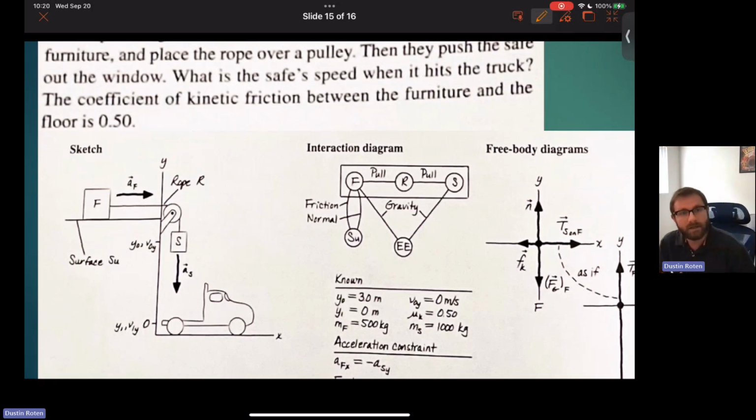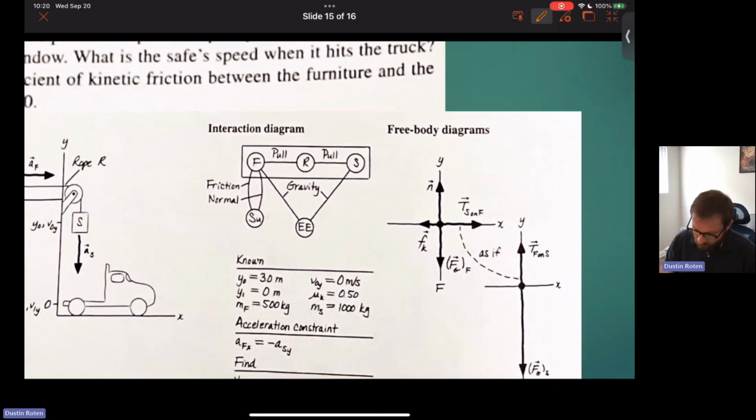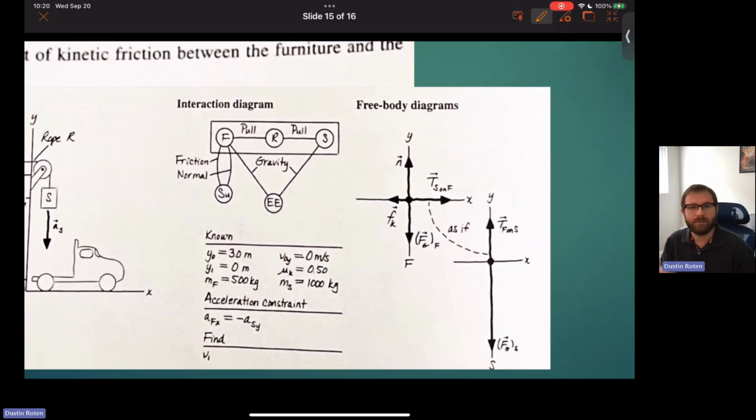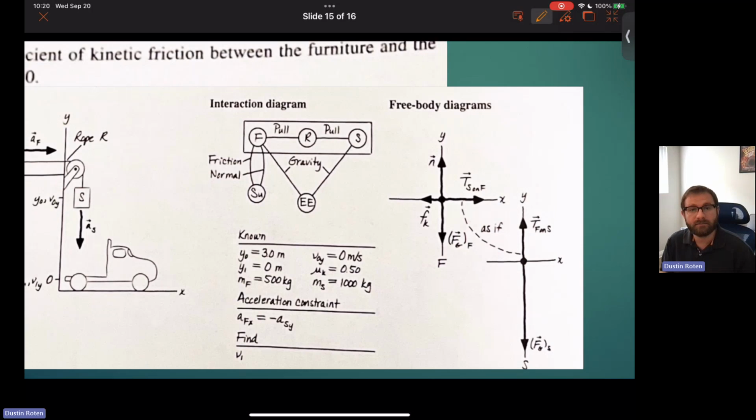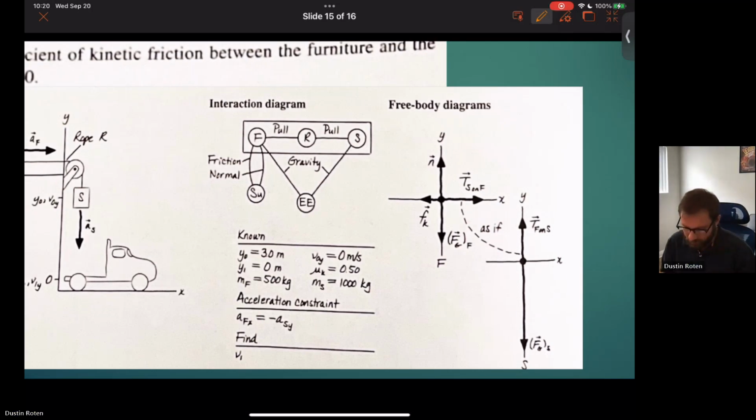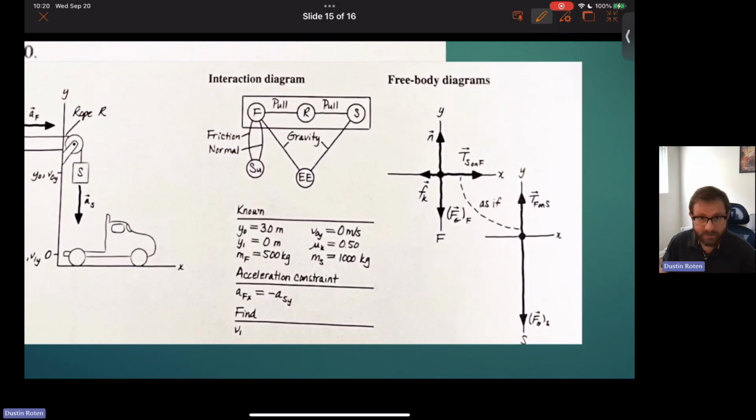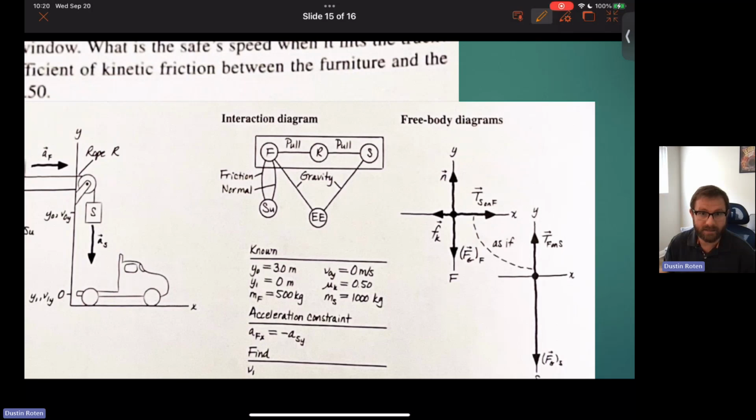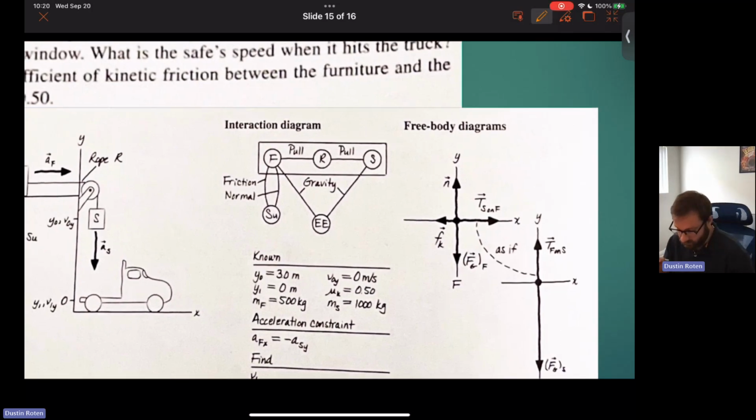So here's our setup. We have the furniture up top. We have the safe dangling over the truck. What's going to happen here is essentially we're going to identify all the things interacting. So we have a rope, we have the furniture, we have the safe, we have the surface, and we also have the entire Earth. All right, so this is all drawn out. We have our knowns and unknowns, not really given a whole lot. But essentially, we just want to find that final velocity when this thing hits the truck. Okay, and I'll try to make this quick.